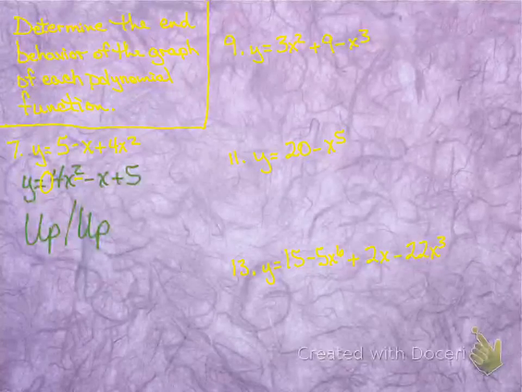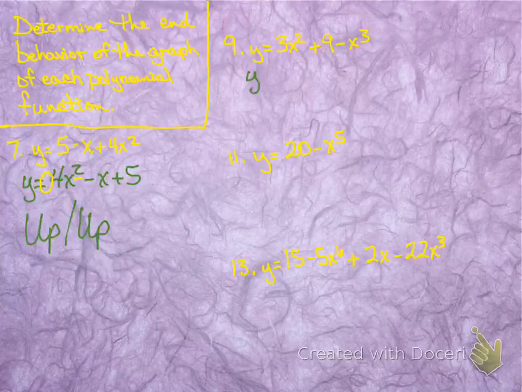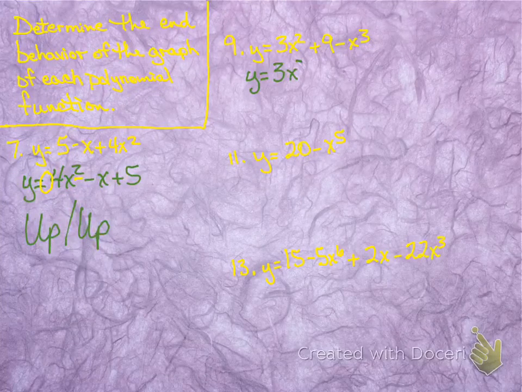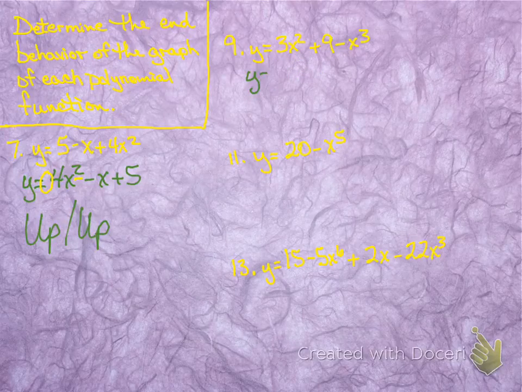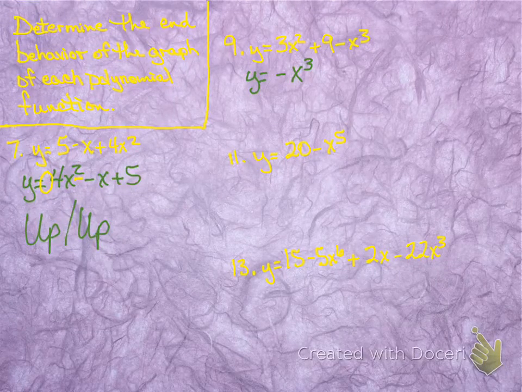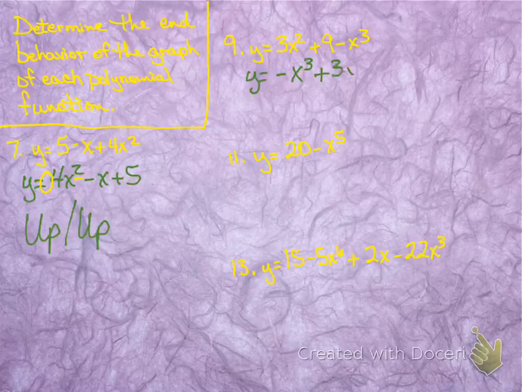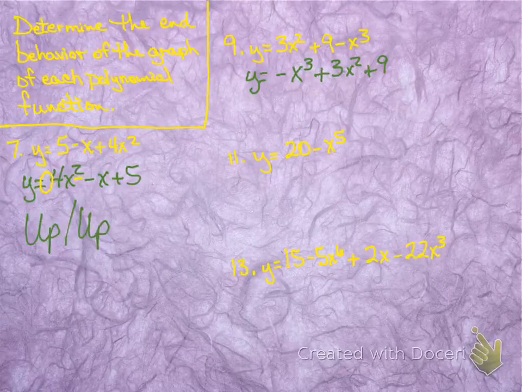Okay, let's look at number 9. Number 9, we're going to do y is equal to 3x squared minus, let's try that again, I looked at that backwards. Negative x cubed, there we go, plus 3x squared plus 9.